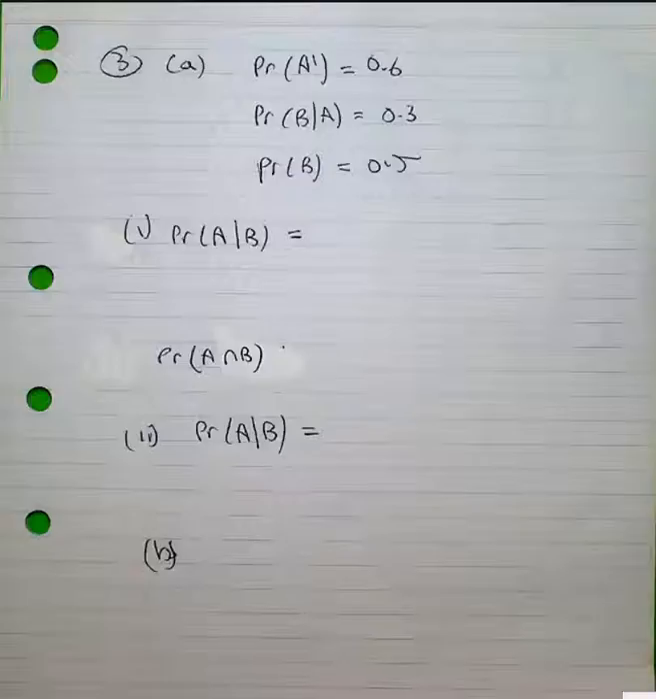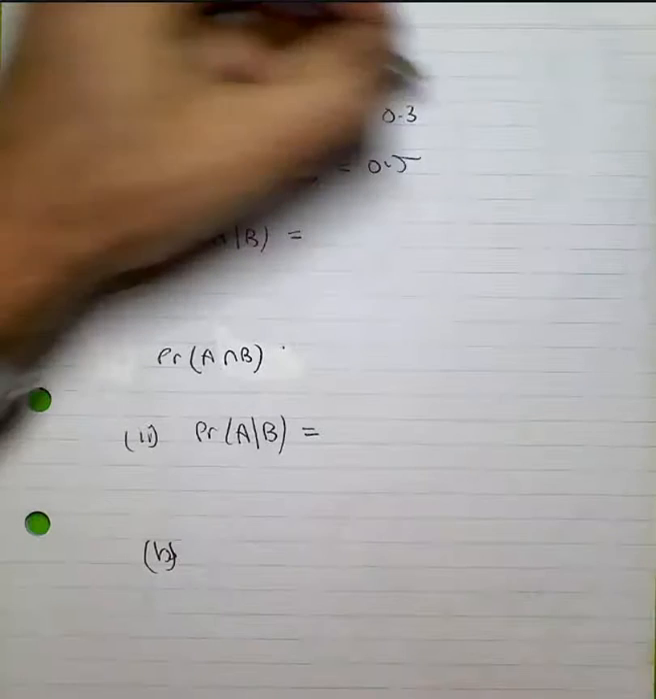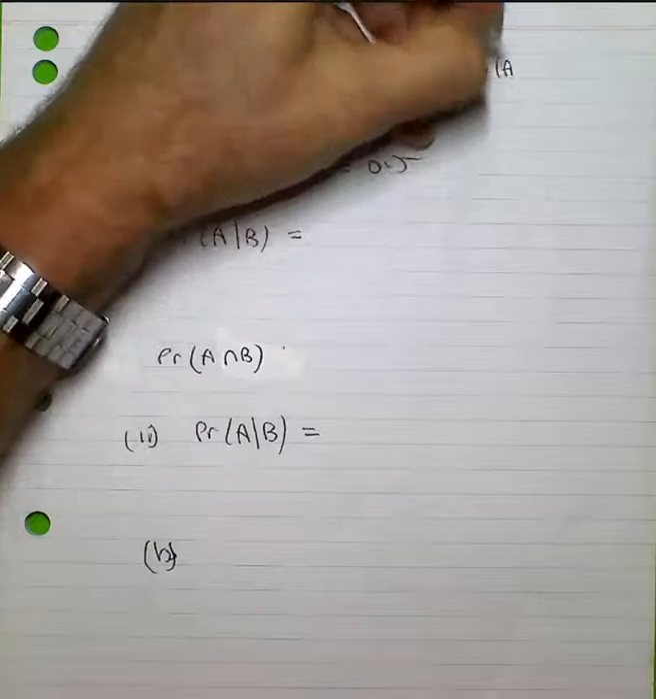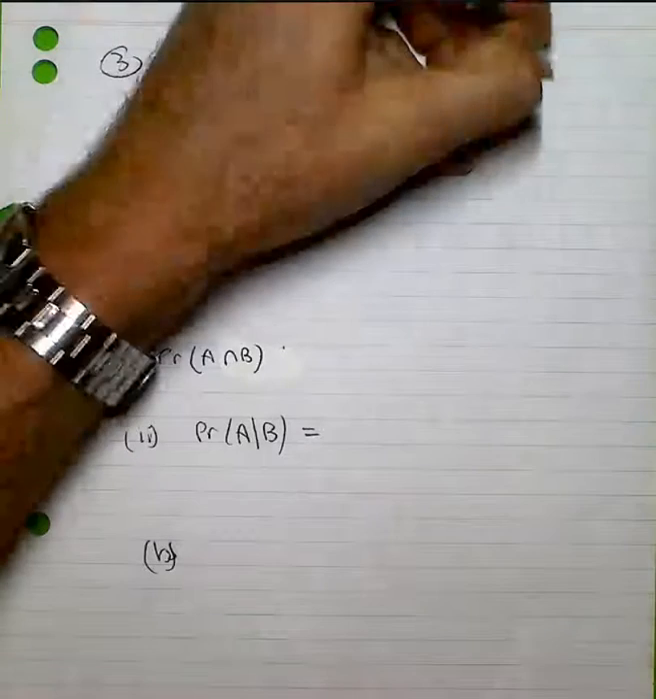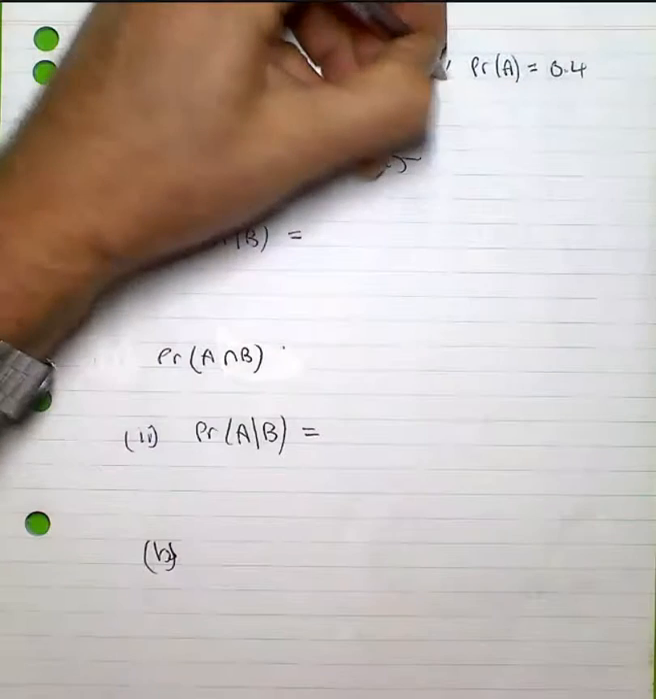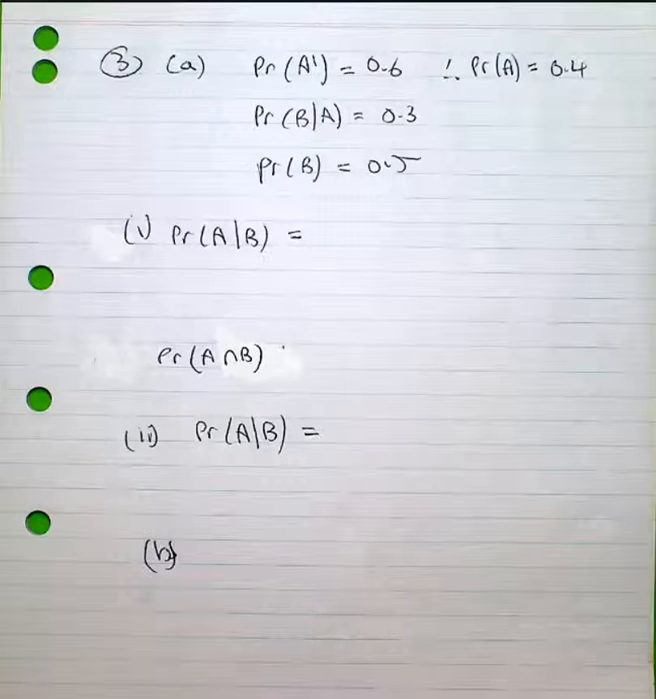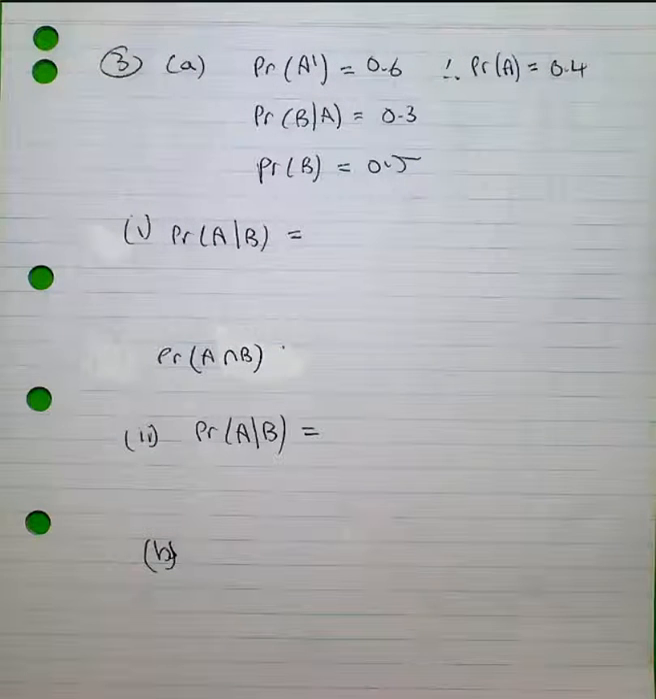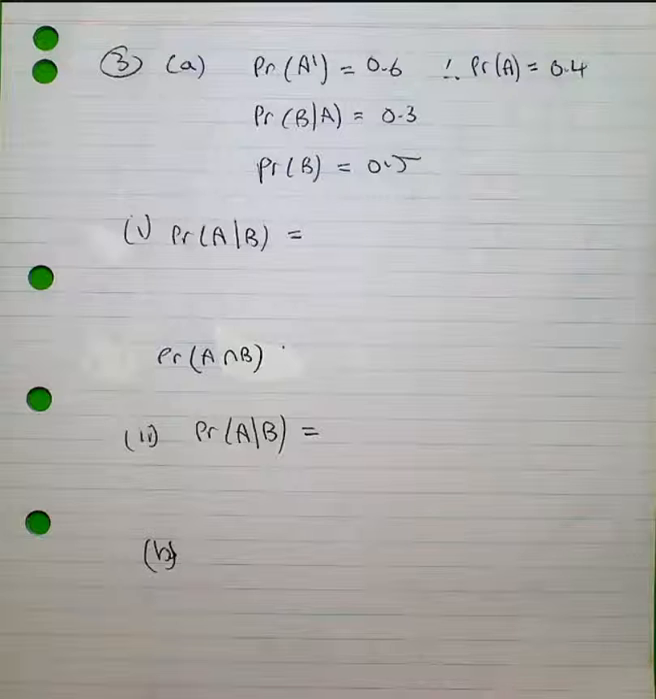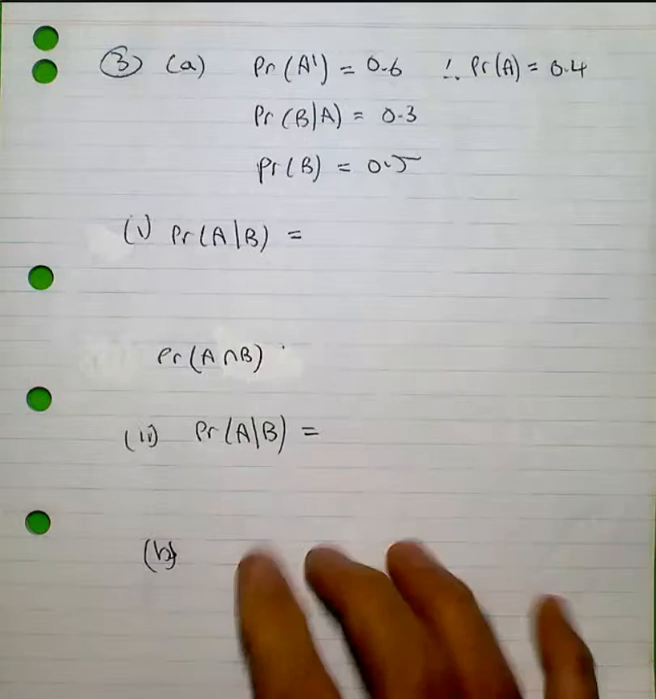In question 3, we're given information about not A, the probability of B given A, and the probability of B. Now, reading ahead, it makes sense to have a note here. The probability of A must be 0.4. Now, you're told, in this instance, you've got to be able to find the probability of A given B.